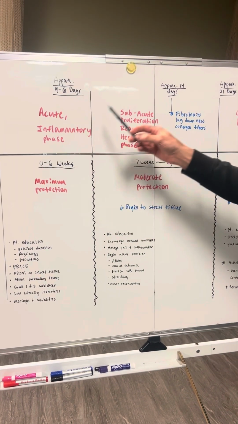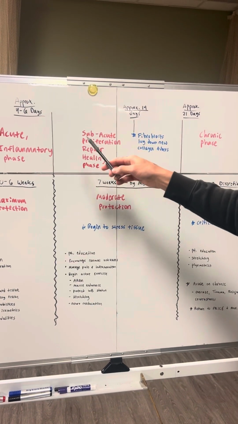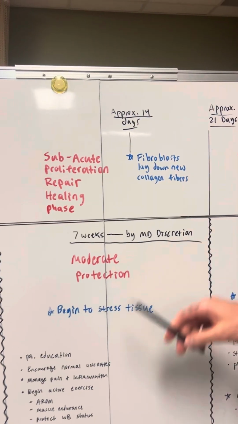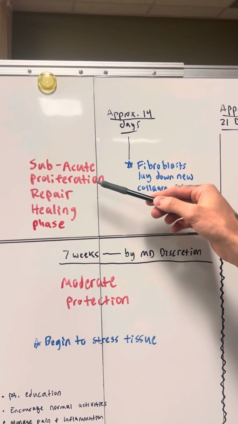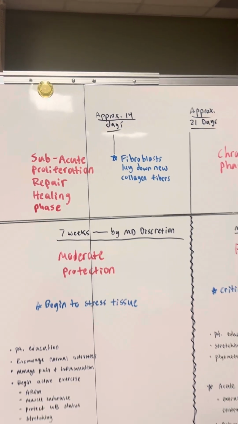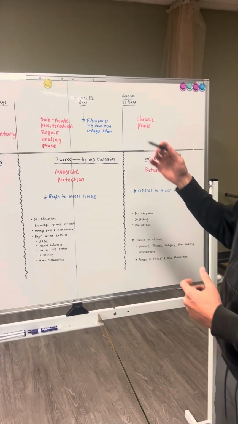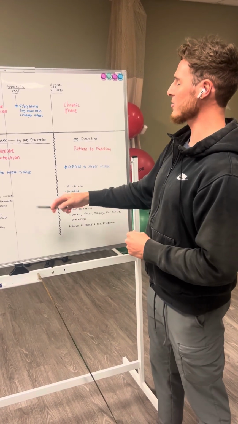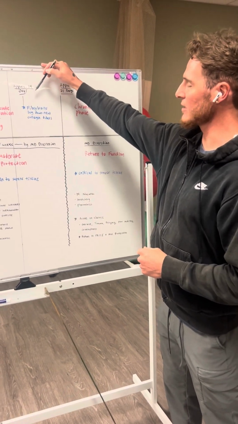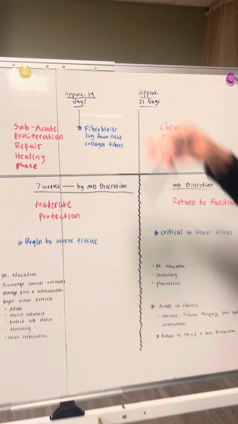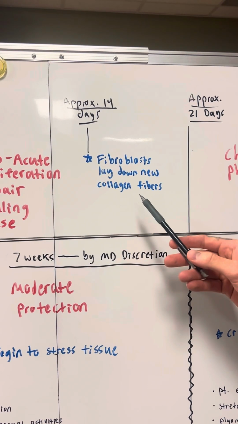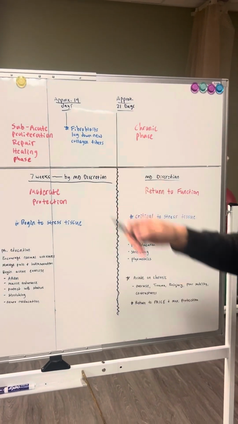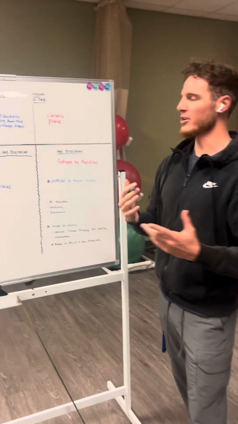And then moving on from there, this is going to be typically, after that first week and maybe up to about 21 days, the subacute proliferation, repair, and healing phase. It's kind of a long way to put it. This is just the phase where your body begins to kind of rebuild itself from that injury. And in the middle of this phase, around like 14 days, this is when fibroblasts, which are a type of cell, are going to start to lay down new collagen fibers. This is going to allow us to begin to rebuild.